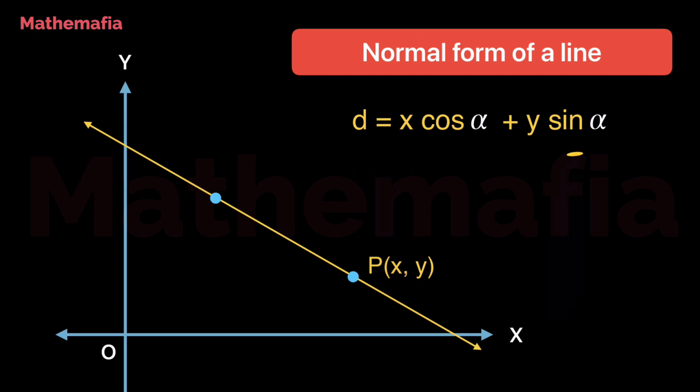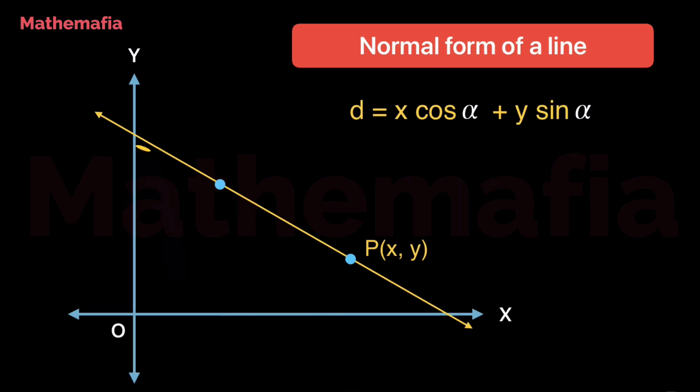Why do we call this formula the normal form of a line? So we are going to learn about this, and we are also going to derive this formula quickly in this tutorial. Let's learn how. Let us take a straight line in a coordinate plane that passes through a point P and its coordinates are x, y.